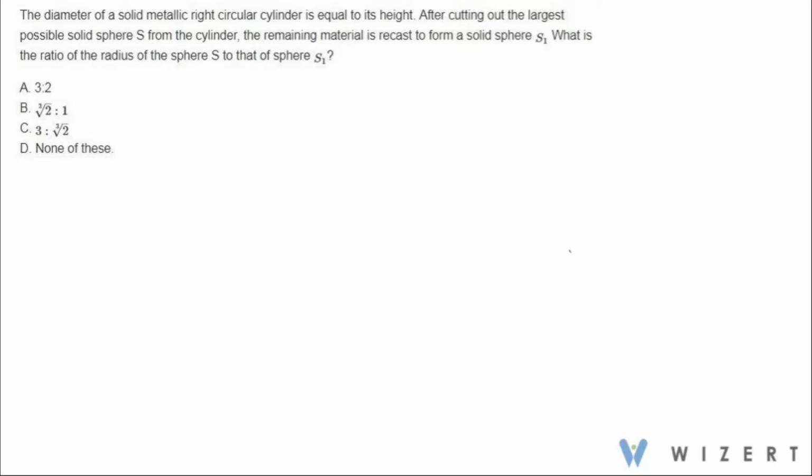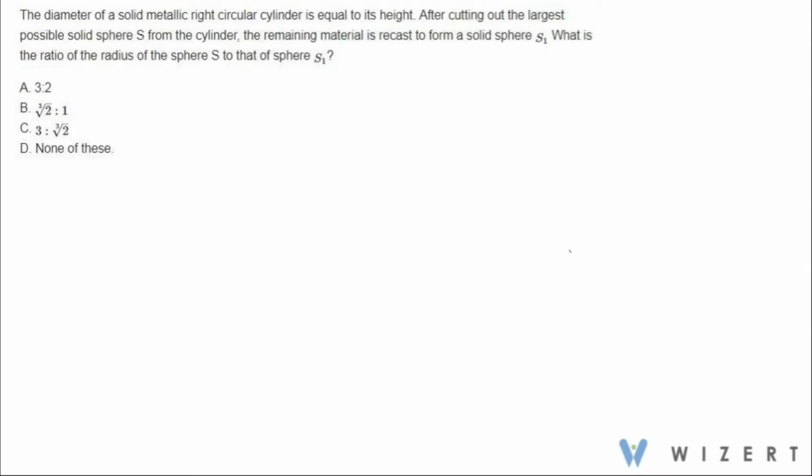We have this question here. The diameter of a solid right circular cylinder is equal to its height. After cutting out the largest possible solid sphere S from the cylinder, the remaining material is recast to form a solid sphere S1. What is the ratio of the radius of the sphere S to that of sphere S1?